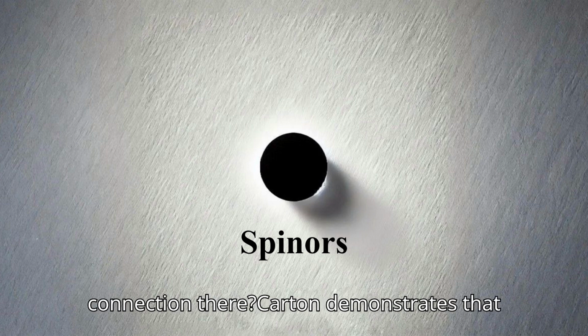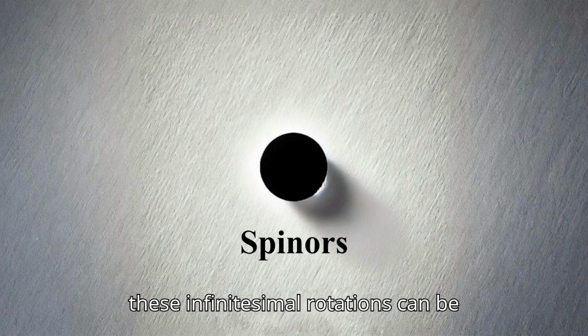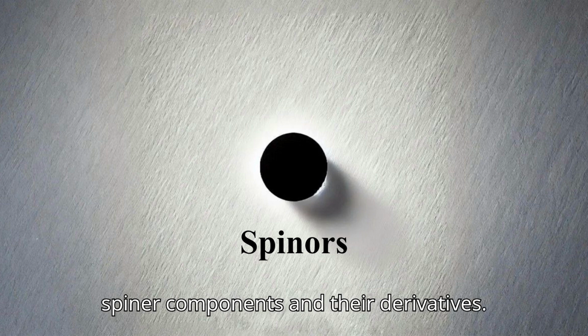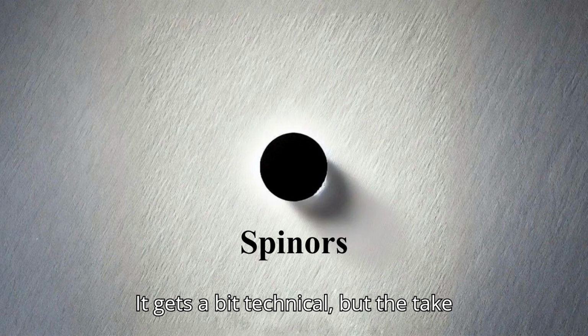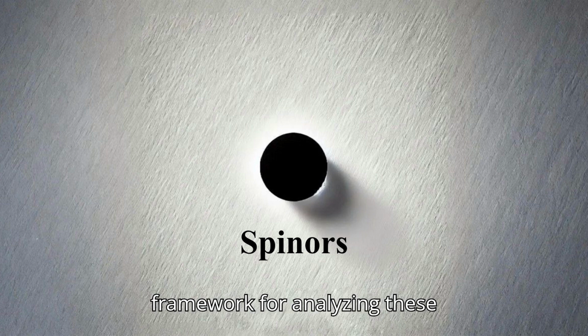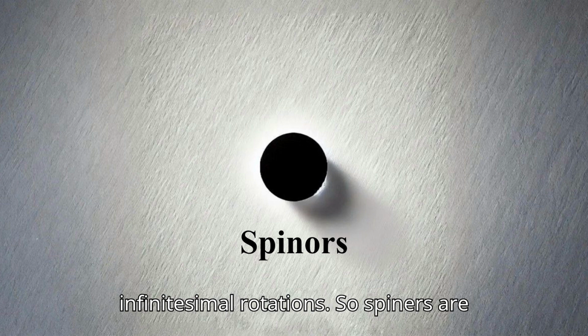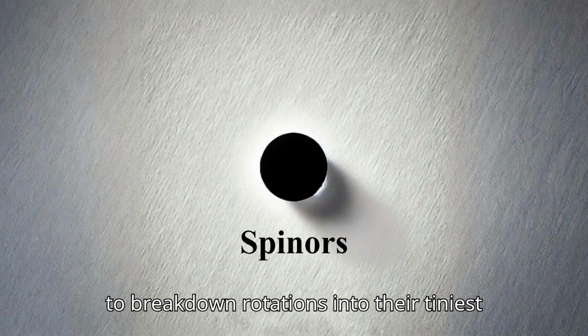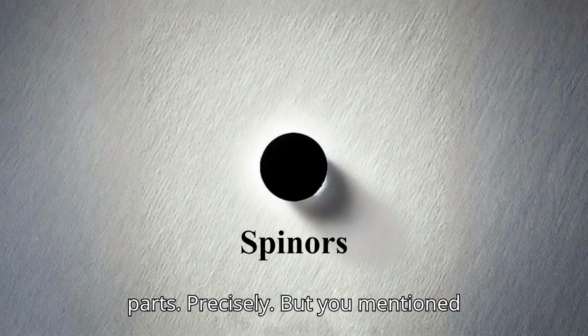What's the connection there? Cartan demonstrates that these infinitesimal rotations can be represented by certain combinations of spinor components and their derivatives. It gets a bit technical, but the takeaway is that spinors provide a natural framework for analyzing these infinitesimal rotations. So spinors are like a special lens. Yes, that allows us to break down rotations into their tiniest parts. Precisely.